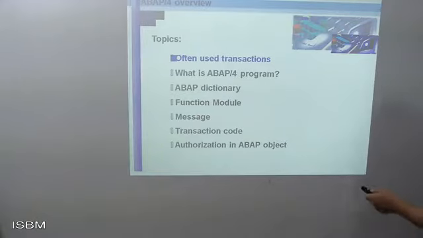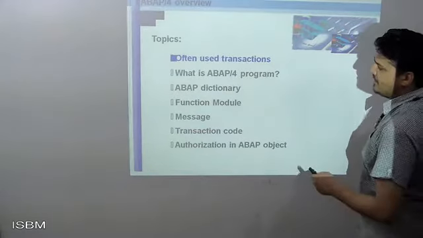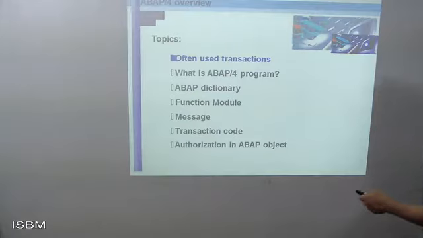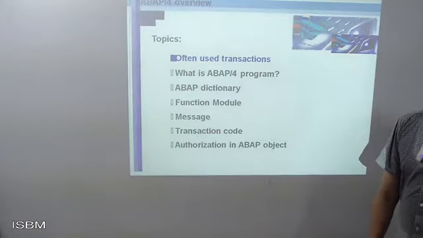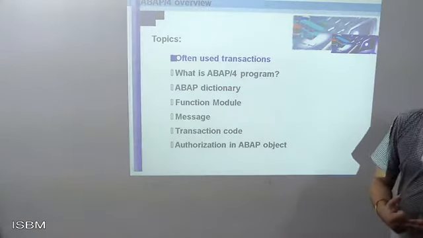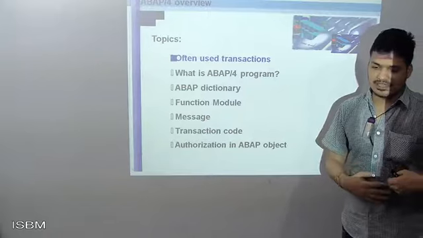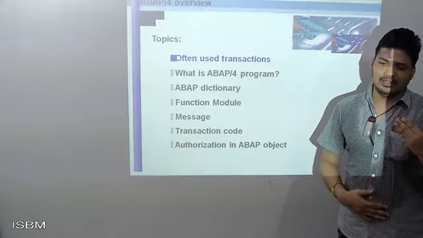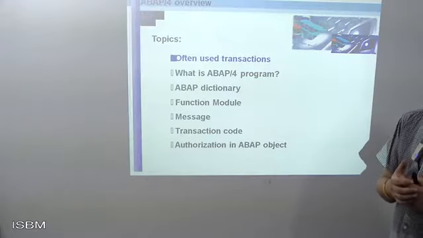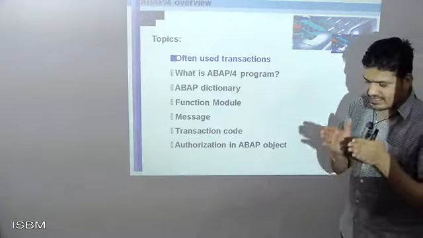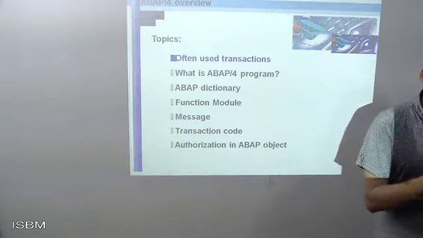Then topics: ABAP programming, ABAP dictionary, function module, message, transaction code, and authorization in the ABAP object. See, there is something which we cannot give each and every person. Some payment related, just like if I do not want each and everyone to see the salary of each and every employee. So we can restrict those things to only some specific users.